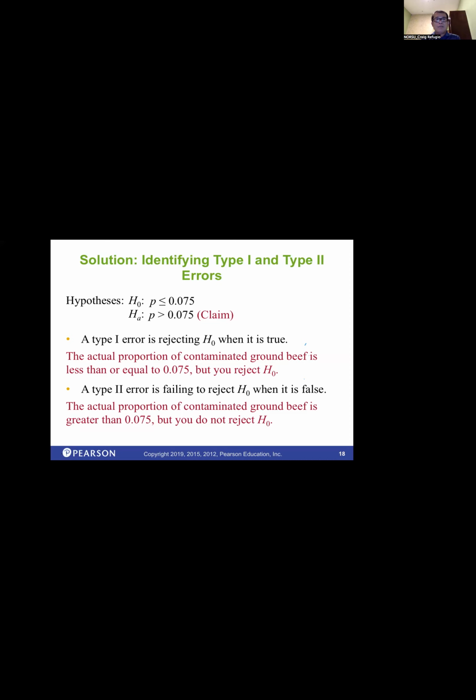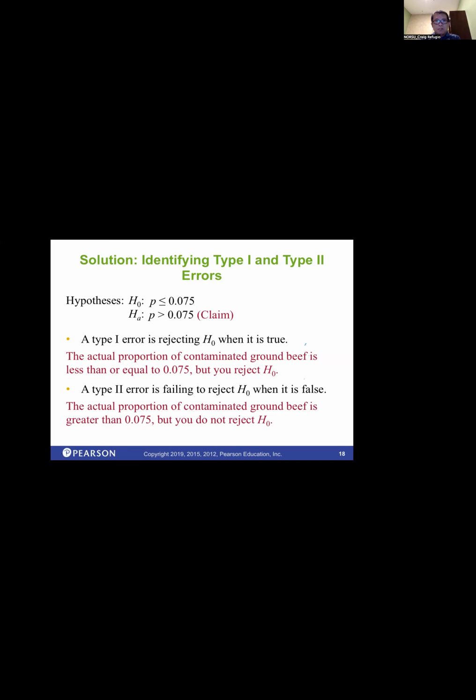And when can a type 1 error occur? When the actual proportion of contaminated ground beef is less than or equal to 0.075, but you reject HO. So HO is true. And what is HO? The actual proportion of contaminated ground beef is less than or equal to 0.075, but you reject it. So that's our type 1, because our definition of type 1 error is you reject a true null hypothesis.